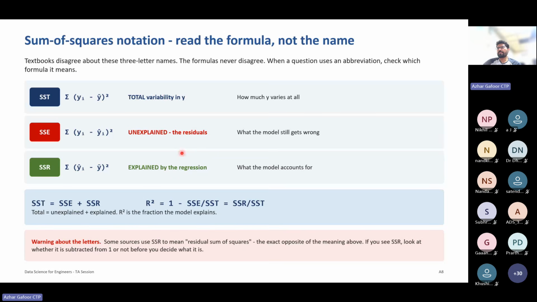So what do those actually mean? SST means it's the total variability in Y. So that is how much Y varies at all. So that is the variation of the true data. Then SSE is unexplained, the residuals. That is what the model still gets wrong. So there are still some errors from the prediction. SSR is explained by the regression, that is what the model accounts for.